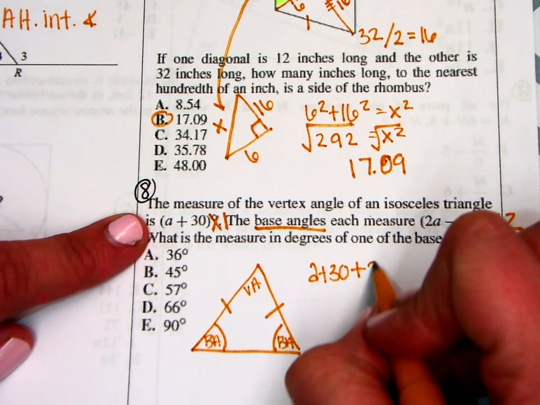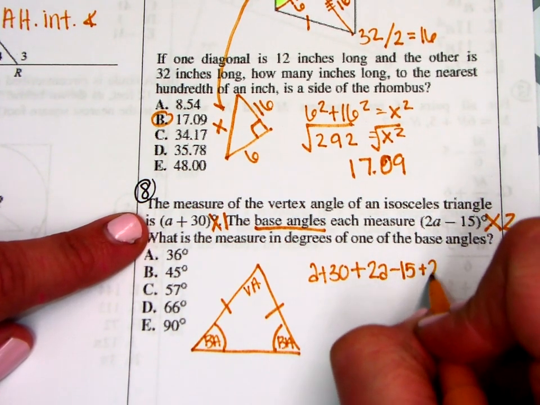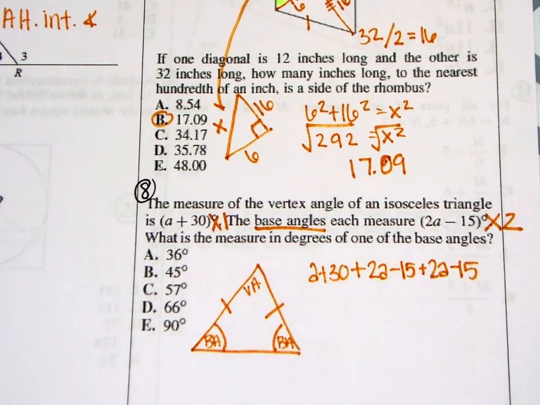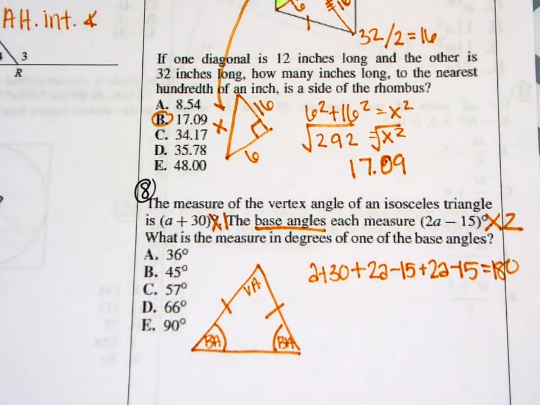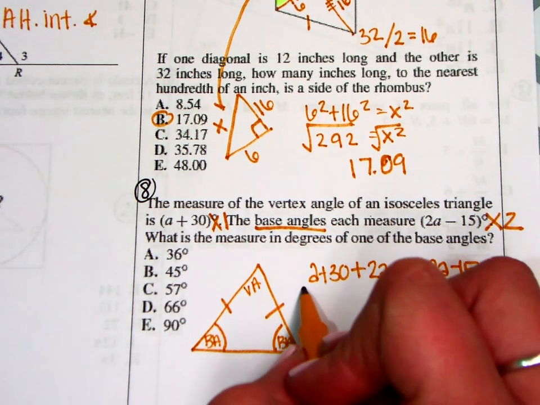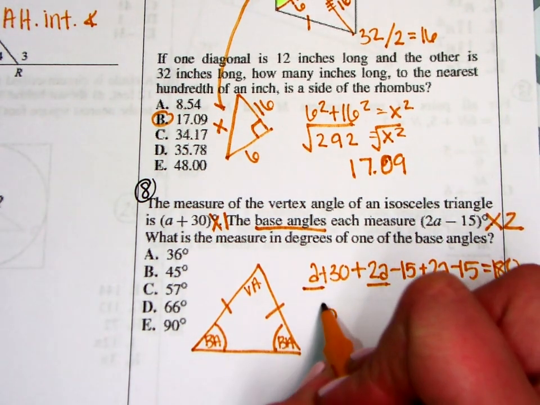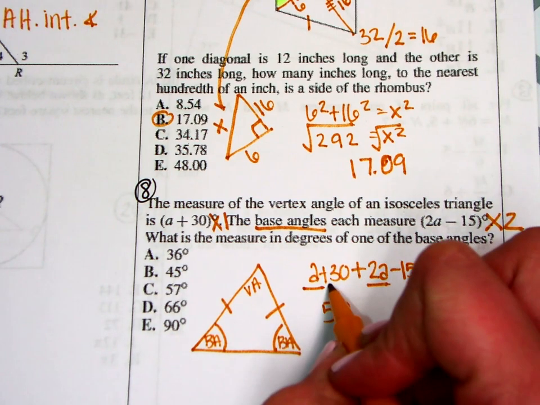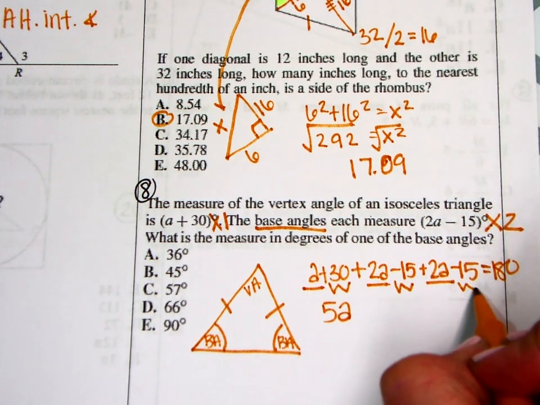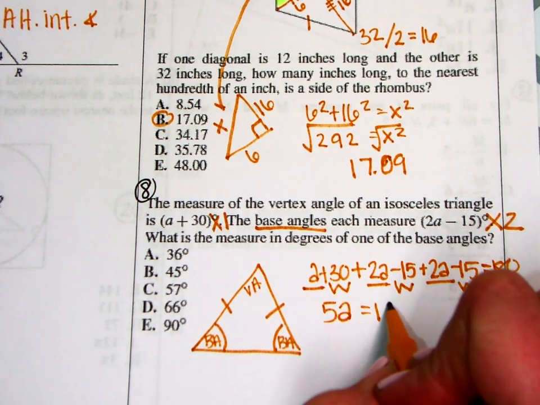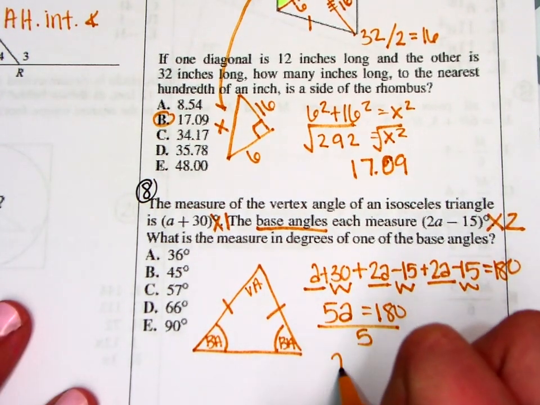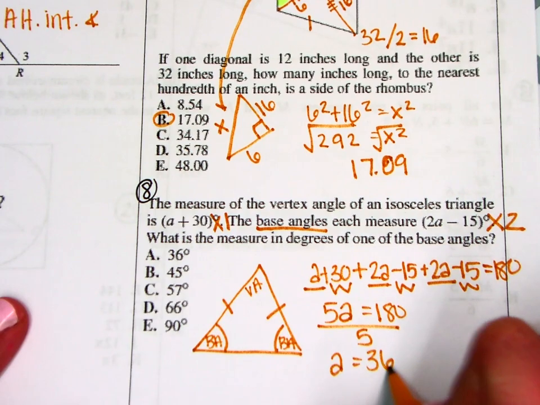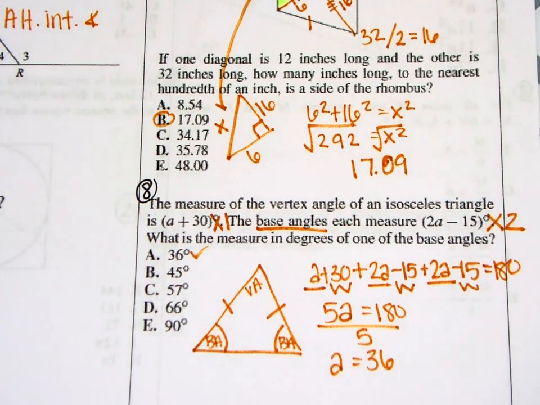So the base angles are 2a minus 15 and 2a minus 15 because they are equal. That has to add to equal 180. So to combine all my terms together, a, 2a, and 2a, that is 5a. 30 minus 15 is actually 15, so 5a plus 15 equals 180... When I divide both sides by 5, my a value is 36, which is my first answer choice, but it does not want the value of a.